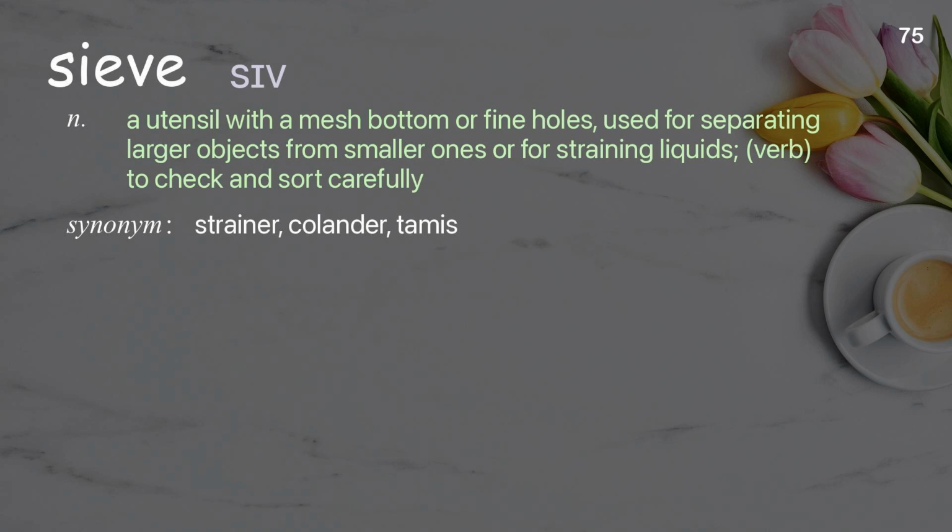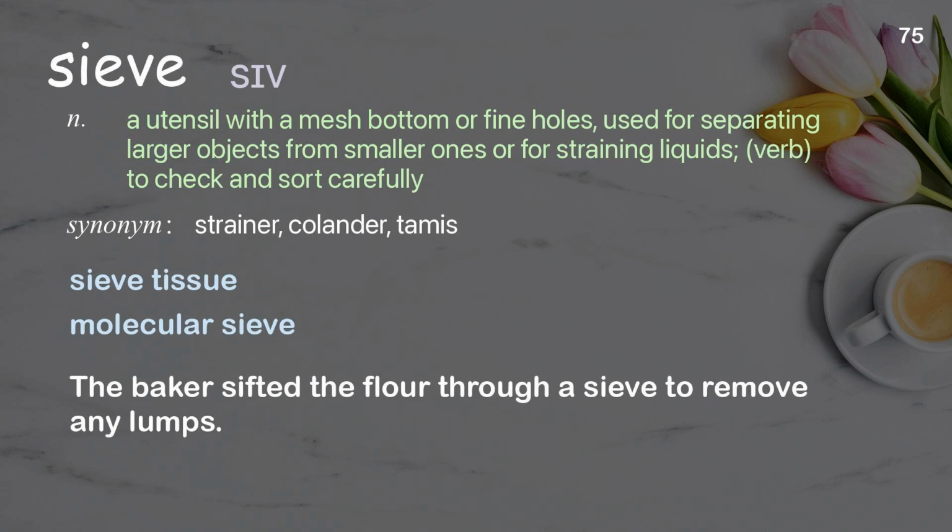Sieve. A utensil with a mesh bottom or fine holes, used for separating larger objects from smaller ones or for straining liquids. Verb, to check and sort carefully. Examples: Sieve tissue. Molecular sieve. The baker sifted the flour through a sieve to remove any lumps.